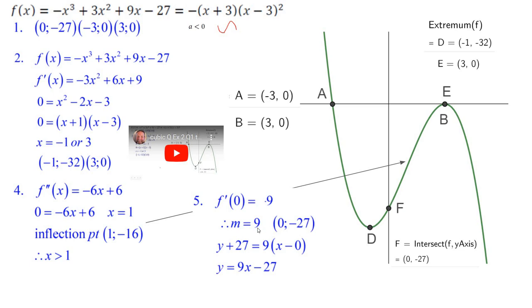Well, I know it must be y equals 9x plus something. But what's the y-intercept? Well, the y-intercept there, we know it's minus 27. So y must equal 9x minus 27.